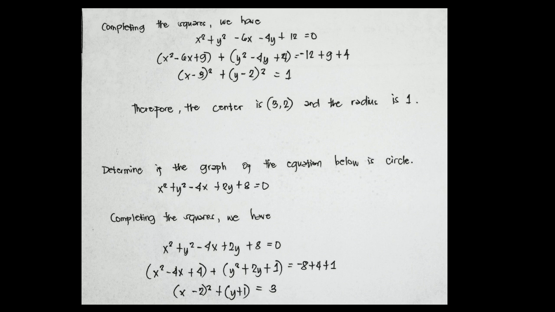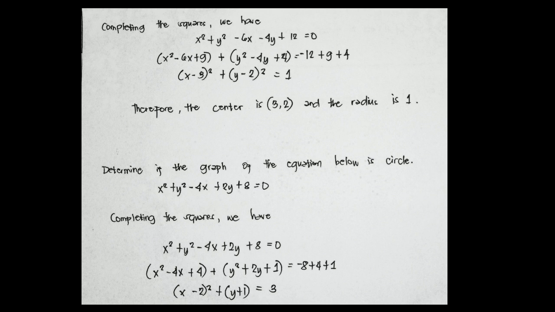Determine if the graph of the equation below is a circle. So we have the equation x squared plus y squared minus 4x plus 2y plus 8 is equal to 0. So completing the squares, we have x squared plus y squared minus 4x plus 2y plus 8 is equal to 0.